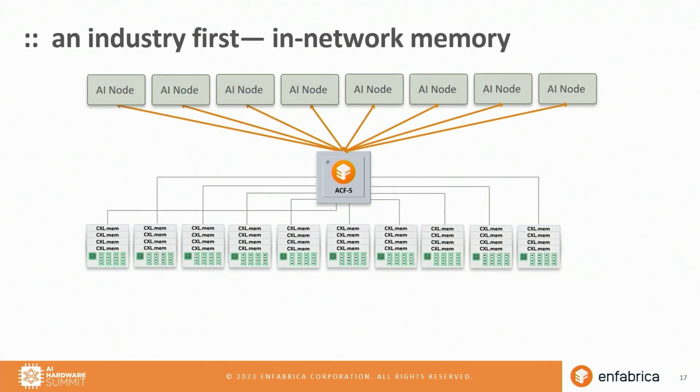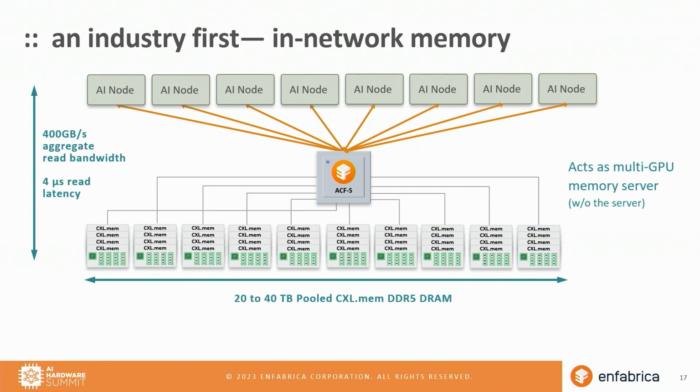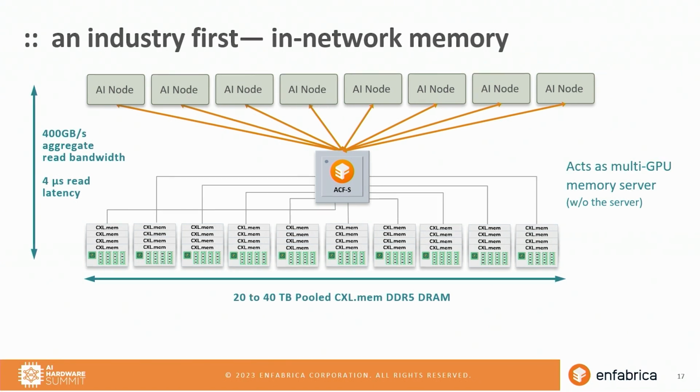There's another advantage of an ACFS type aggregated approach, which is that because we connect to a lot of PCIe and CXL ports, instead of connecting just to GPUs, we can connect to all memories. This is an industry first. The ability to do in-network memory allows for many AI nodes to connect to an accelerated compute fabric and have access to a very large, many tens of terabytes pooled CXL memory array. That memory effectively enables a multi-GPU cluster to have an array of memory servers without the server.